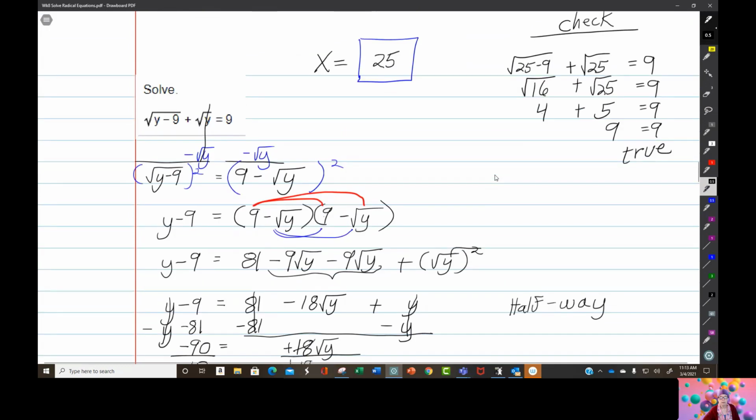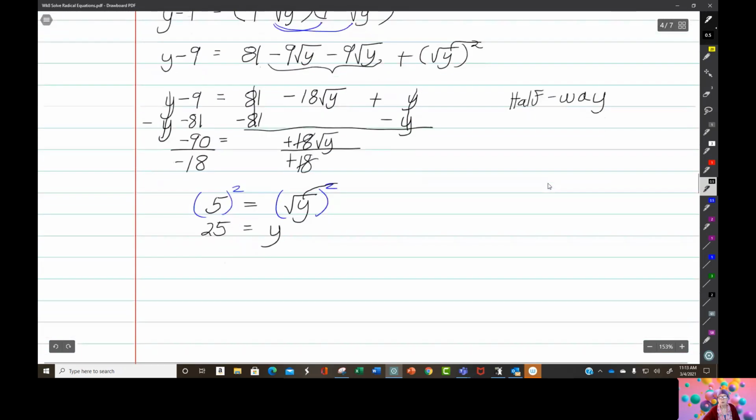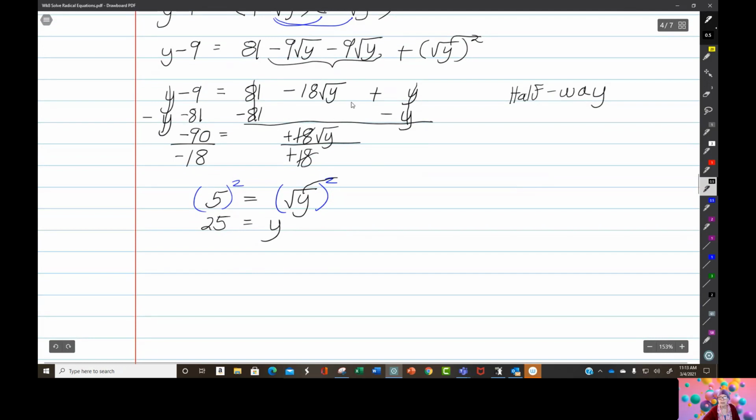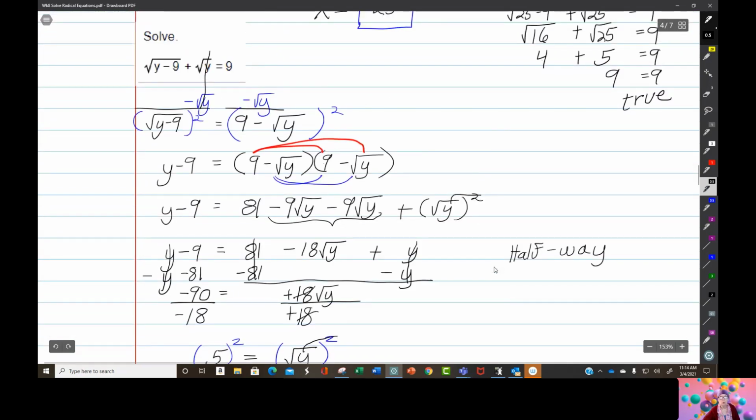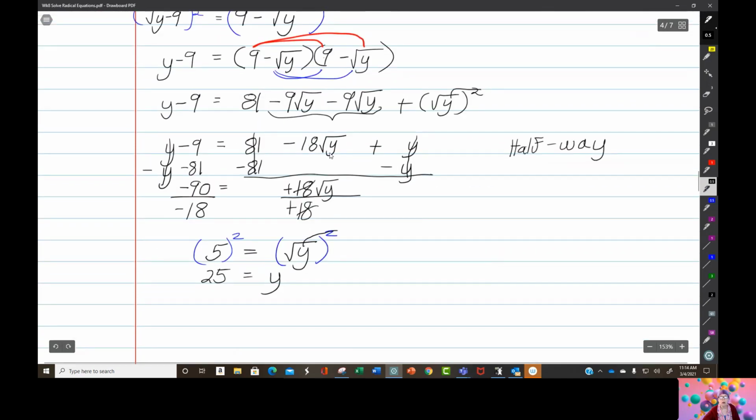So notice you had to isolate the radical, then square both sides. And when you got down to what I call the halfway point, because I think of it that way, and a lot of the time it is, you have to again isolate the radical, move everything else over, and then square both sides. It's not often that easy. But you keep following the same rules until all of the radicals are gone from your equation.